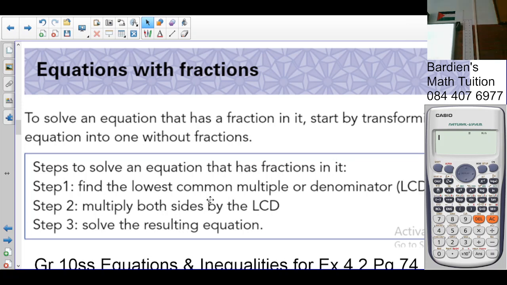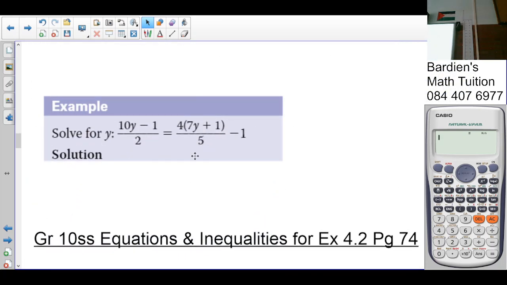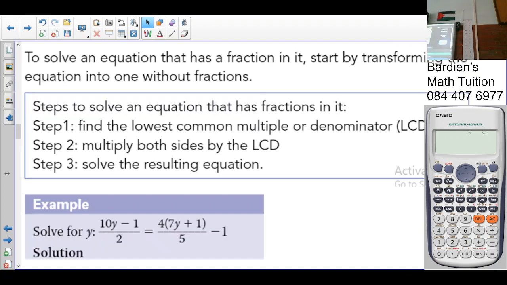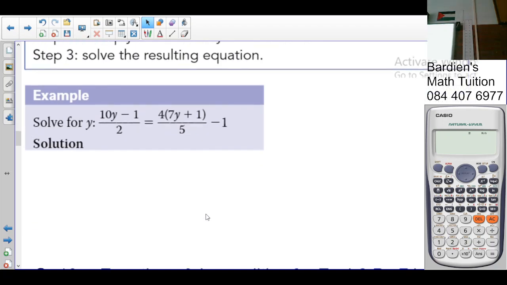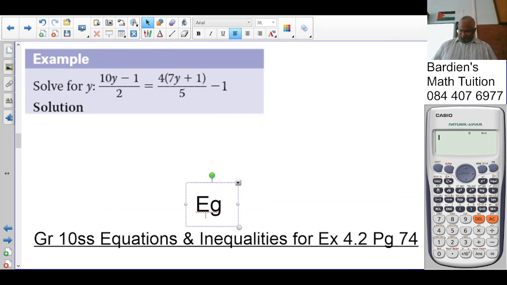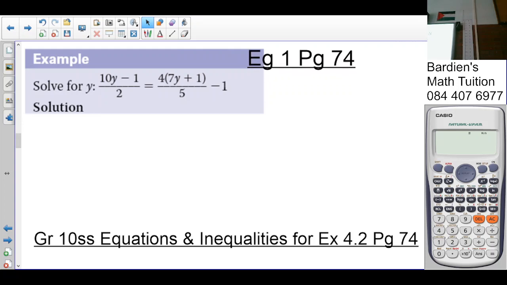Alright. So let's go to example 1. And example 1 is on page 74. Still busy writing. Okay. So the question says solve for y.